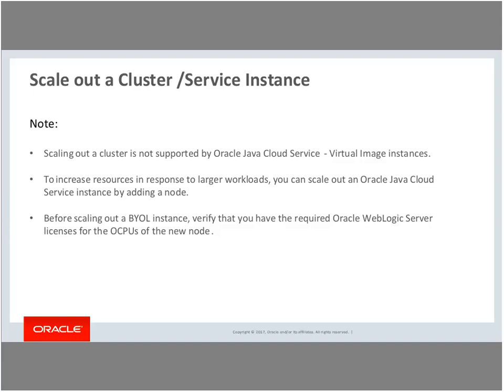The other note: if you are on OCI, Bare Metal Cloud Service, and you're provisioning JCS on top of OCI, make sure you have the Bring Your Own License model before you do the scale out operations, to meet the needs of licensing.